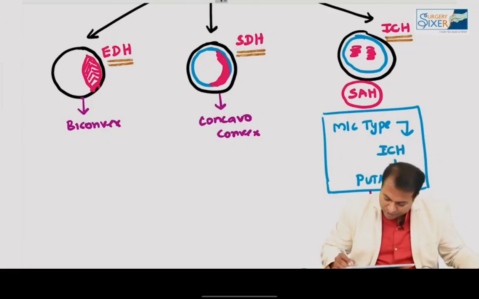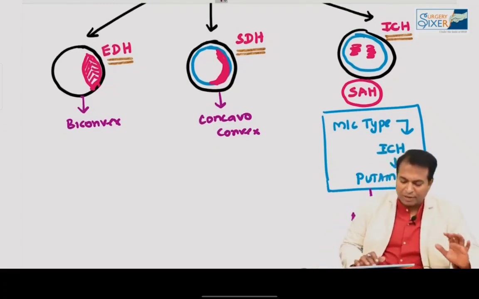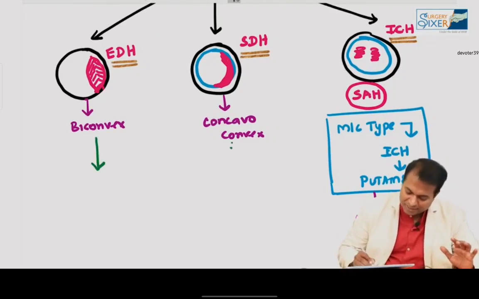Usually no surgery is done for these cases. No surgery is done for intracerebral hemorrhage. Okay, please remember this point. So we will do intervention only for EDH and SDH. EDH is biconvex, SDH is concavo-convex.